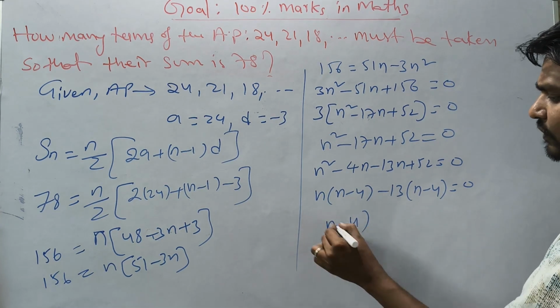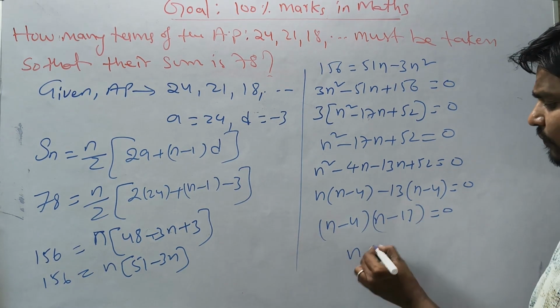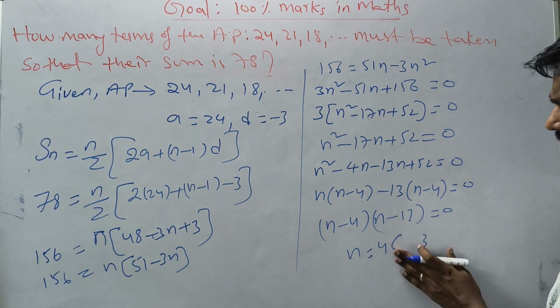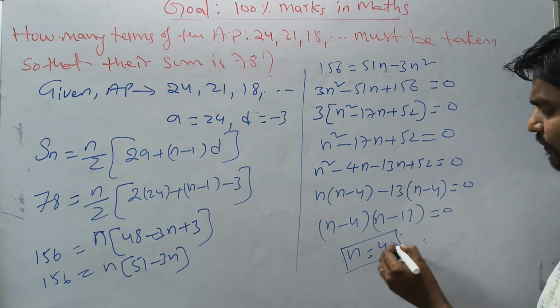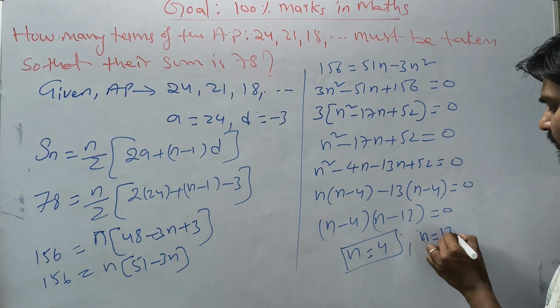Where n minus 4 and n minus 13 means the n value is what? 4 and 13, you got two values here. n is equal to 4 and n is equal to 13.